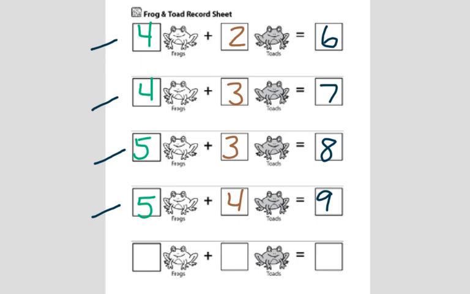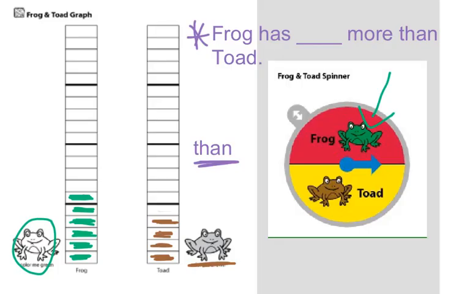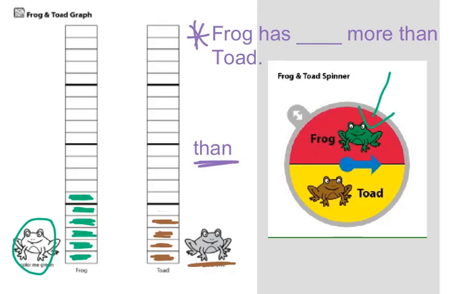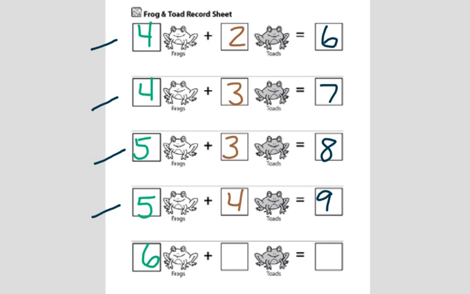Today, how many frogs do we have? 6. How many toads do we have today? Still 4. What is 6 plus 4? See if you can figure that out without using your fingers. 6 plus 4 is 10.